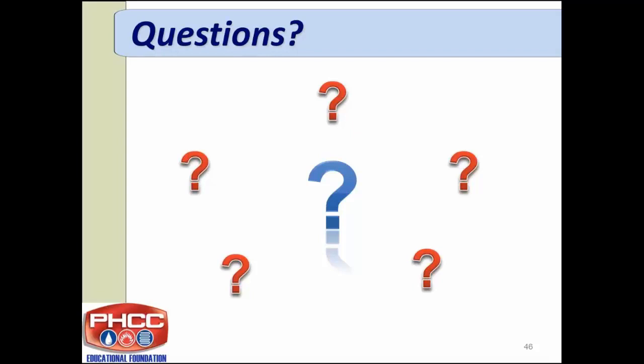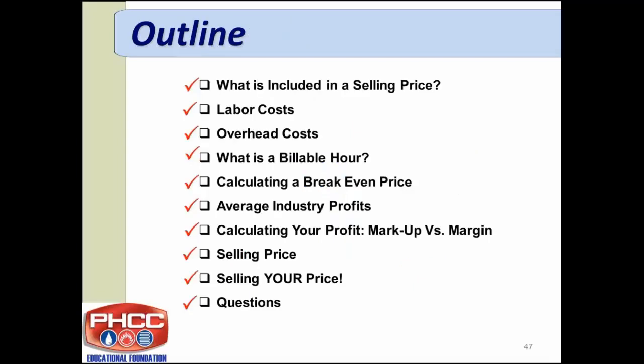You're ripping me off." We talked about what's included in a selling price. We talked about labor costs and what goes into that, the benefits and taxes. We talked about overhead costs, what constitutes a billable hour, how to combine those numbers to come up with a break-even price, what the average industry net profit is, about 3%, and why you should be aiming for more than that. We talked about calculating your profit versus using the markup method versus the margin method, and we talked about your selling price and then how to sell your price once you come up with it.